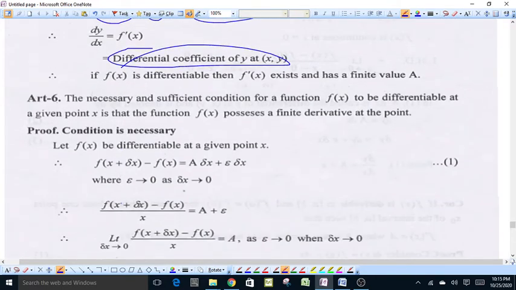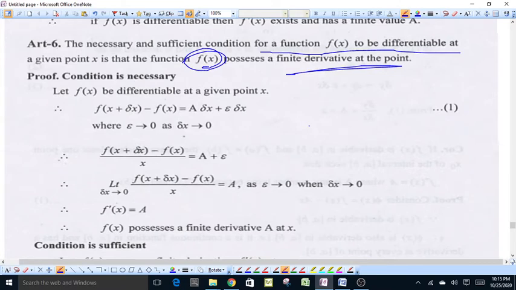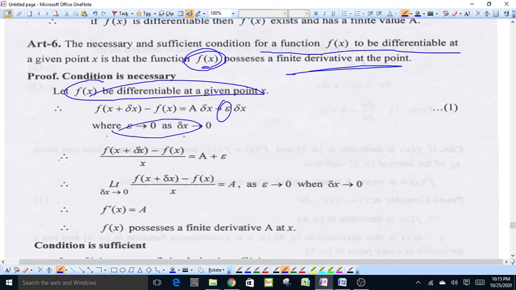Now the necessary and sufficient condition for a function to be differentiable at a given point x is that function f(x) possesses a finite derivative at that point. Now the condition is necessary. Suppose that f(x) is differentiable at a given point x, then f(x + Δx) − f(x) can be written as AΔx + εΔx, where A is a constant independent of Δx and ε is a function of Δx; as Δx approaches 0, ε approaches 0.